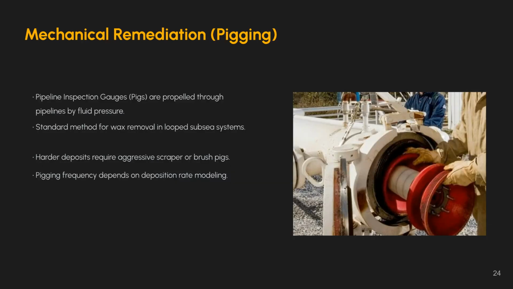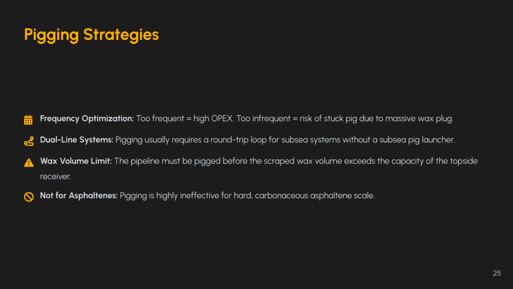Mechanical remediation, or pigging, uses pipeline inspection gauges propelled by fluid pressure. This is a standard method for removing wax, utilizing scrapers or brushes for tougher deposits. Successful pigging requires optimizing frequency to balance costs and risks. Note that while effective for wax, standard pigging is generally ineffective for hard asphaltene scale.